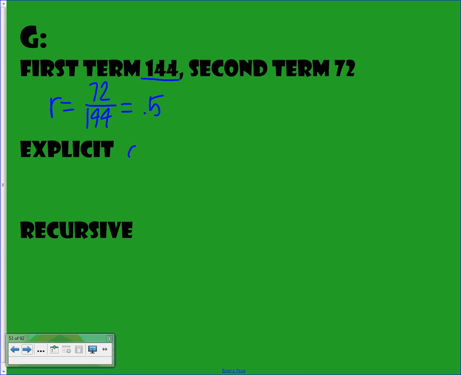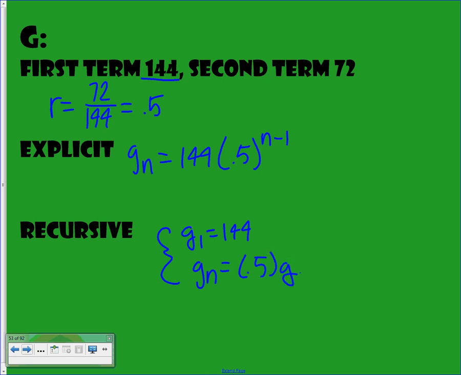So the explicit formula was G sub n equals the first term, so 144, times my ratio, 0.5, to the power of n minus 1. So that's nice and straightforward. The recursive one was the one with the brackets where there's two lines. So the first line is still my first term, 144. And then the second line was my formula. And then it said G sub n equals my ratio, 0.5, times my previous term, which was G sub n minus 1. And then all of these needed n greater than or equal to 2. Okay, that's just part of the formula. It's like a label, and it has to be there.